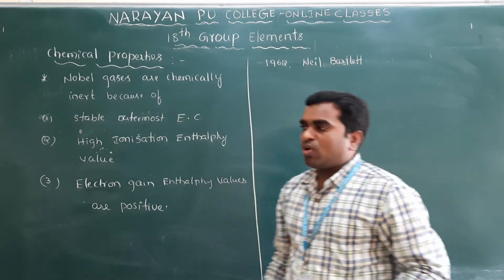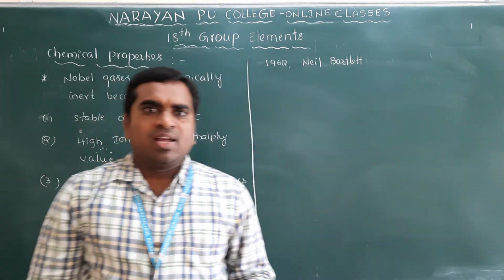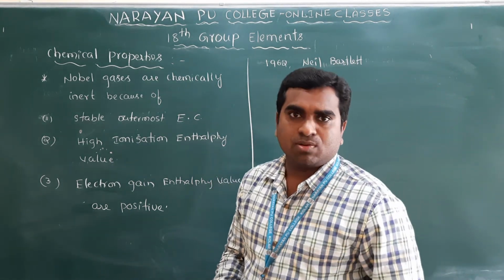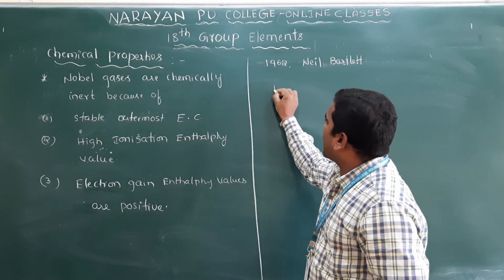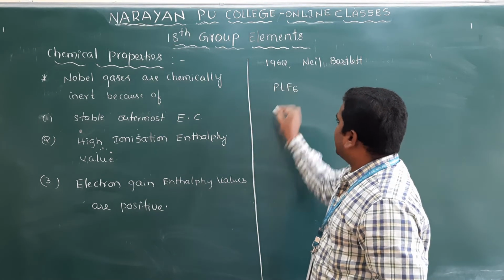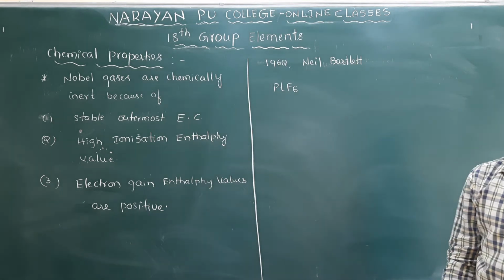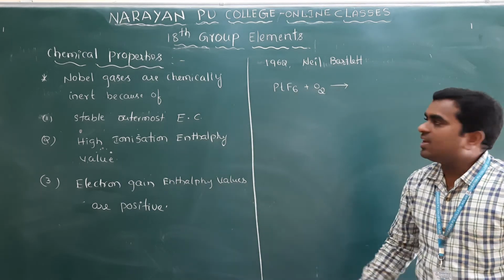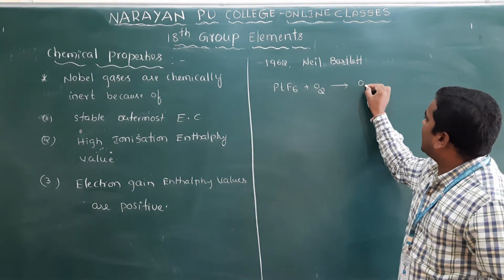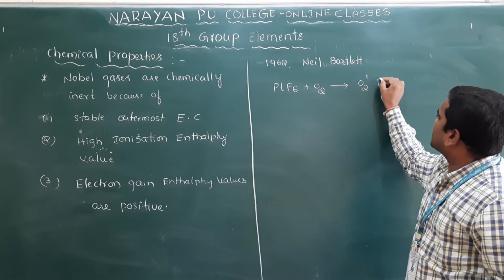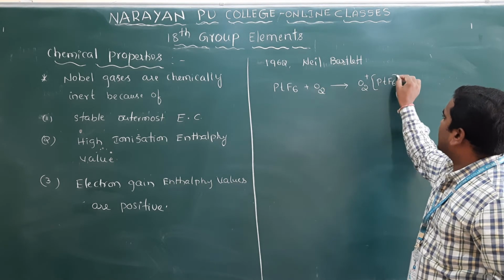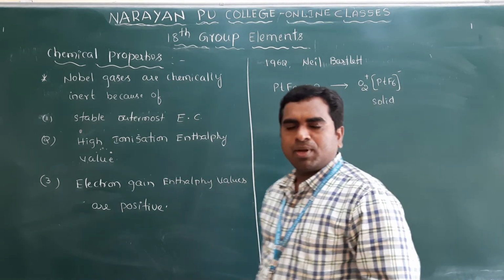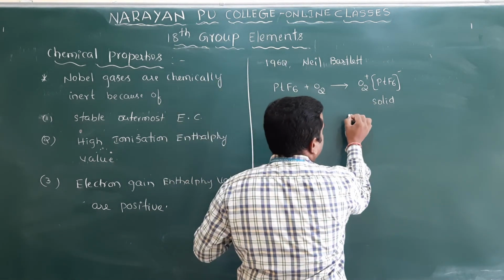He prepared the first noble gas compound, but at first he did not experiment directly with the noble gases. He took one powerful oxidizing agent, platinum hexafluoride, and treated it with oxygen. Then he got an ionic solid, O2+ PtF6-. This is one complex, a solid.